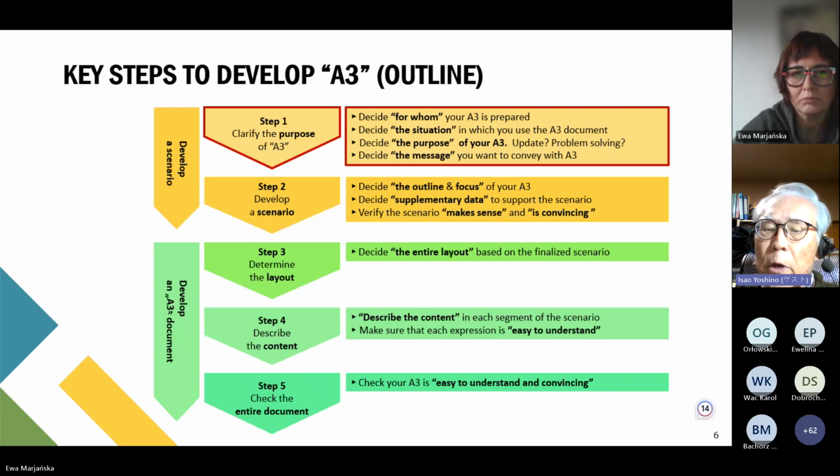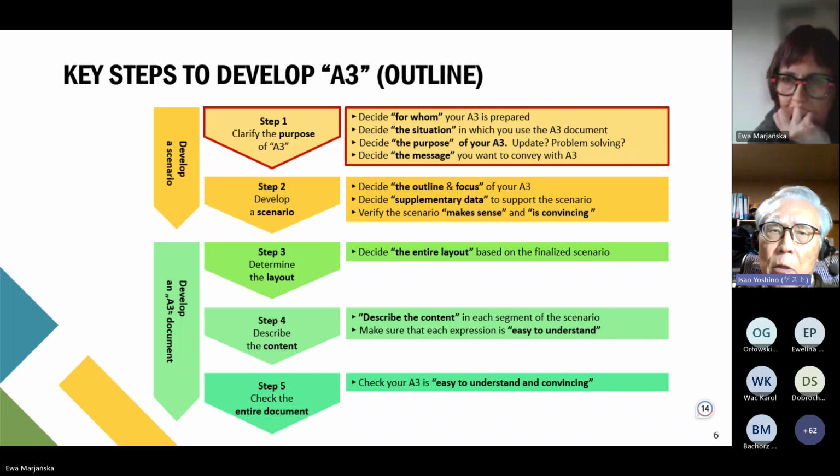And second one, situations. And the next one is the purpose of your A3, because sometimes you want to get an okay to go ahead, or just give top management some basic understanding or whatever. So you have to decide the purpose for this A3, and also decide what kind of key information message you want to convey in this A3. So you have to prepare this one.